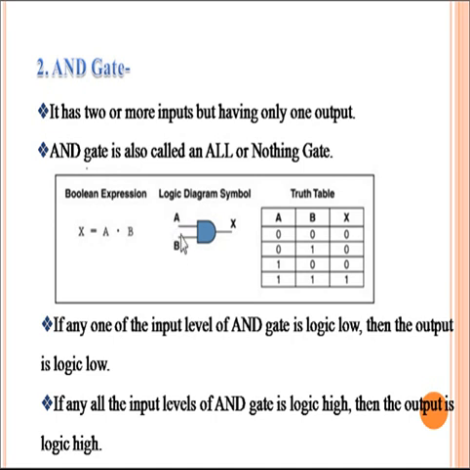Since we are considering a two input AND gate, we have four combinations: 0 0, 0 1, 1 0, 1 1. If you multiply these two input values, then we will get the output value, that is 0 into 0 is 0, 0 into 1 is 0, 1 into 0 is 0, 1 into 1 is 1. In other words, we can say that if any one of the input levels of an AND gate is 0, then the output value will be 0. If all the inputs of an AND gate are 1, then the output value will be 1.